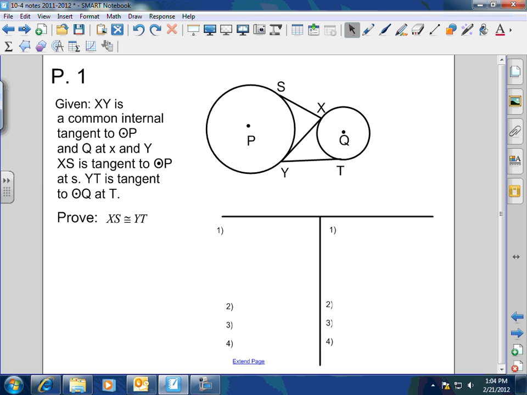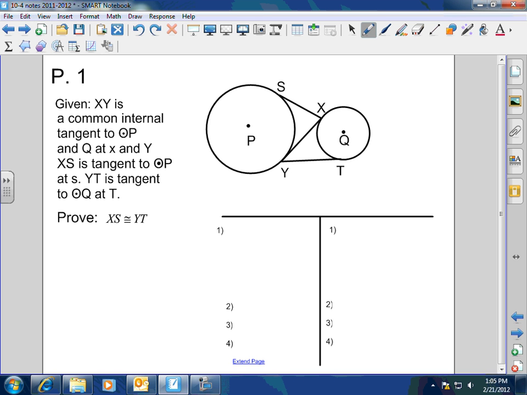Okay. So let's continue. Given XY is a common internal tangent to circle P and Q. That makes sense. This is my XY right here. That makes sense, hopefully. Okay. XS is tangent to P. XS is tangent only to P.